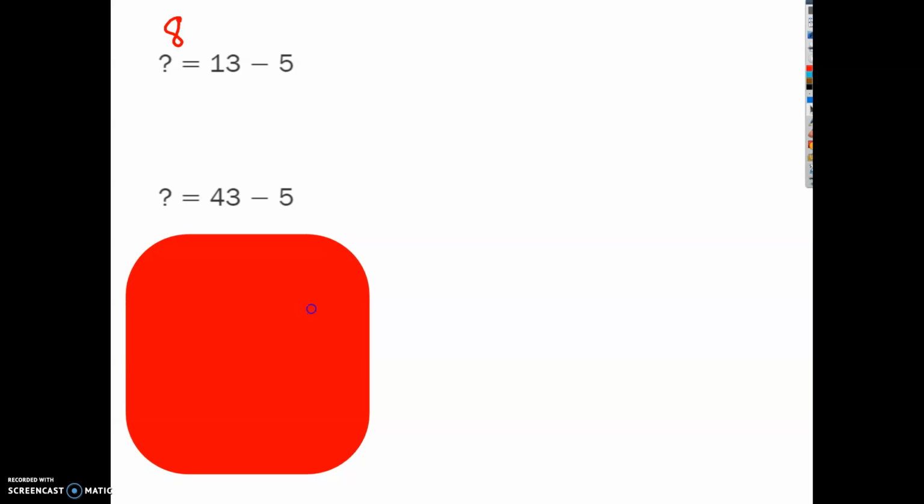Let's try it this way where we have the equal sign first. 13 minus 5, well, it's 8. Now I have 43 minus 5. When I look here, the difference between 13 and 43, if I count up, is 23, 33, 43, so that's 30 difference. So I have to add 30 to the 8. So my answer is going to be 38. 43 minus 5 is 38.